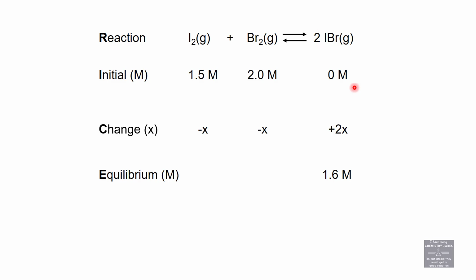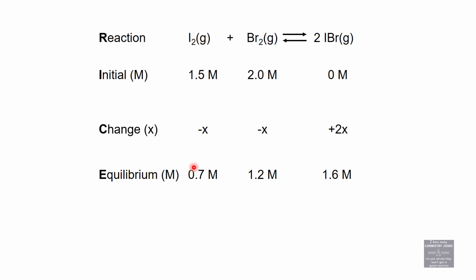Okay, where do I go from here? If I look at this completed column, I know that 0 plus 2X equals 1.6. Solve for X. 0 plus 2X equals 1.6. Again, my ink is not working, so I'm just going to repeat myself. That means 2X equals 1.6. Divide by 2, that means X equals 0.8. So if X equals 0.8, I can go back and fill in 0.8 here. 2 minus 0.8 is 1.2. 1.5 minus 0.8 is 0.7. So I found my equilibrium concentrations of my 2 reactants based on solving for X.